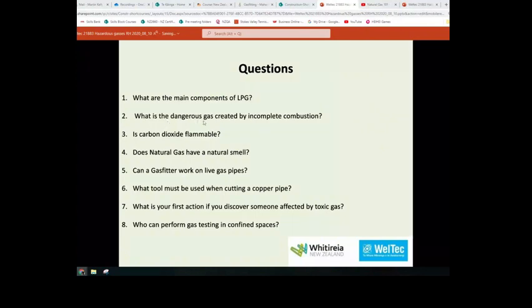What is the dangerous gas created by incomplete combustion? Well done. Carbon monoxide. Carbon monoxide is that.